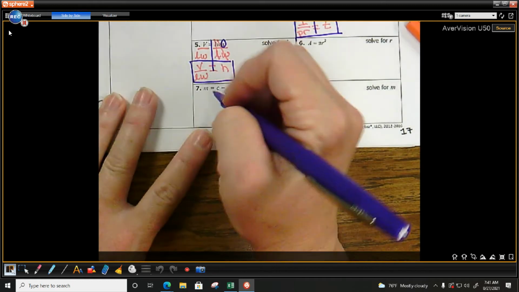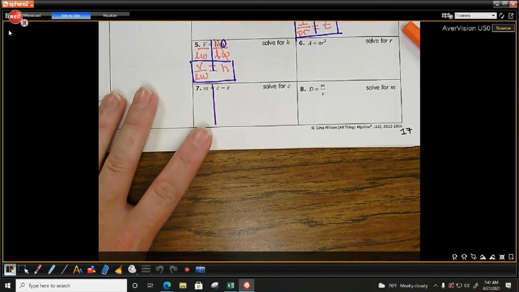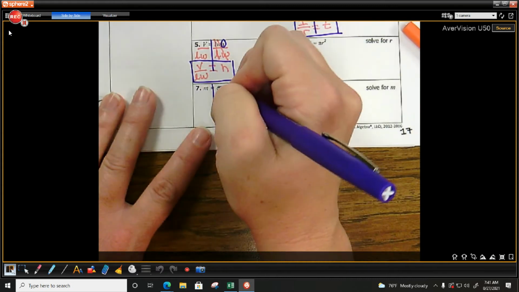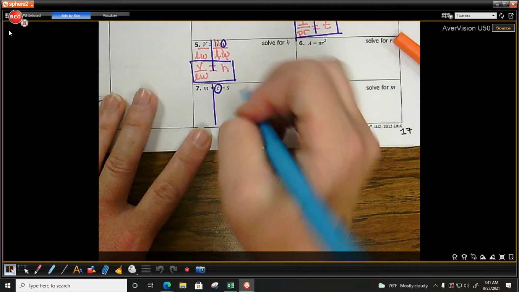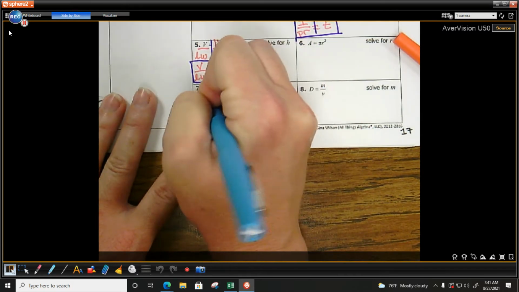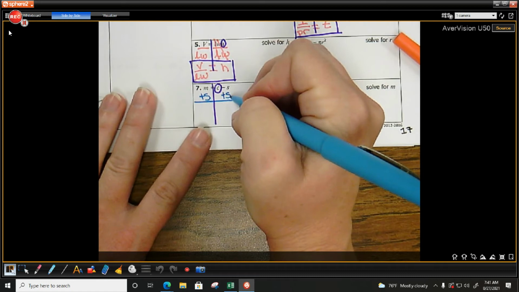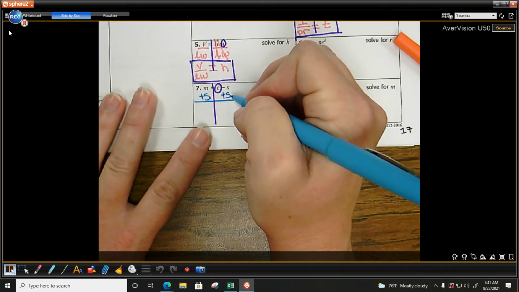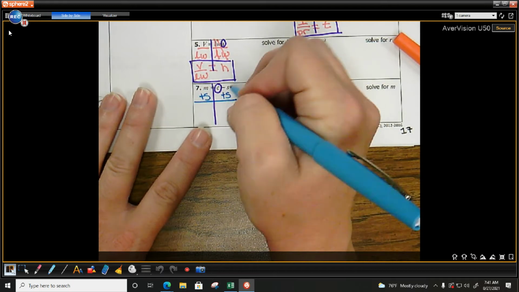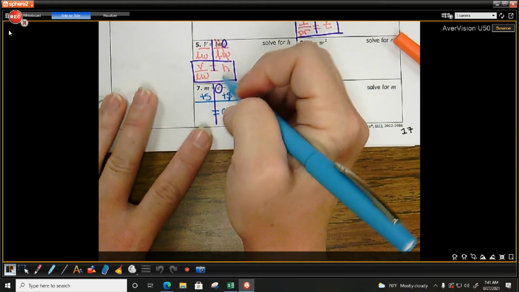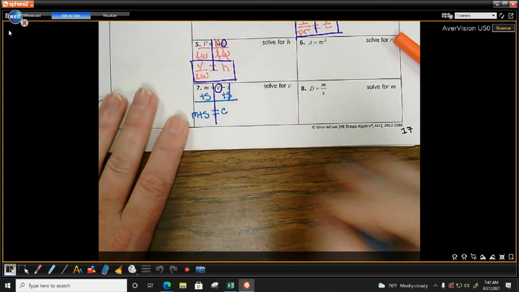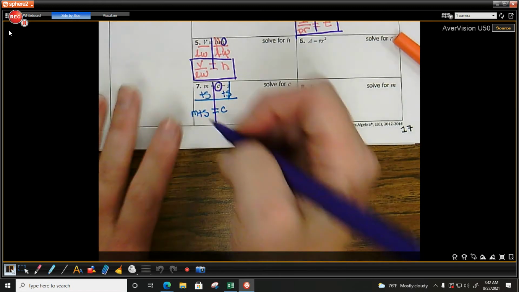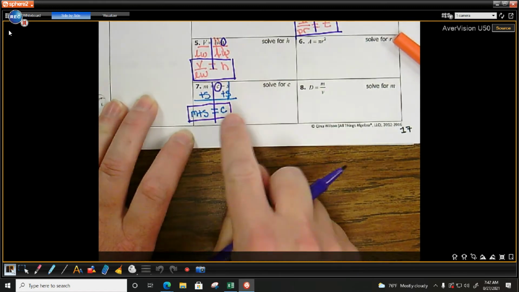Draw your line through the equals. What variable am I trying to solve for? C, so circle the C. What's on the same side as the C? Minus S. How do you undo a minus S? Plus S. So negative S plus S cancel out. And I have C equals, can I actually do M plus S? No, so I'm just going to keep it M plus S. I can't simplify it. I can't combine those two terms to make one term. So there's my answer. C is equal to M plus S.